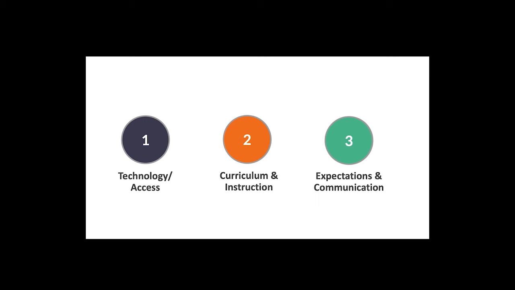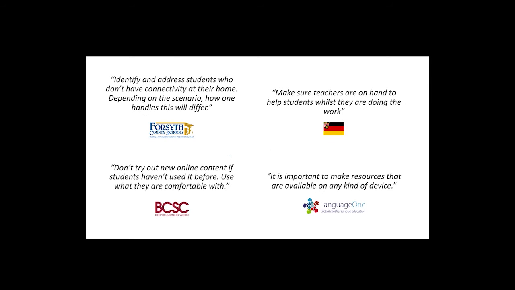Forsyth Schools is an organization in the US that have been using the platform for a long while for things such as snow days, for remote learning and things like that. One of the things that they've come up with is you need to identify and address students who don't have connectivity at their home. This is particularly prominent in the US, but getting a grip of that technology in the UK and what devices are available is equally important. We'll come onto that later.